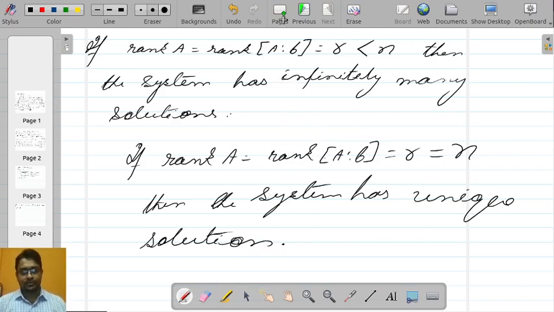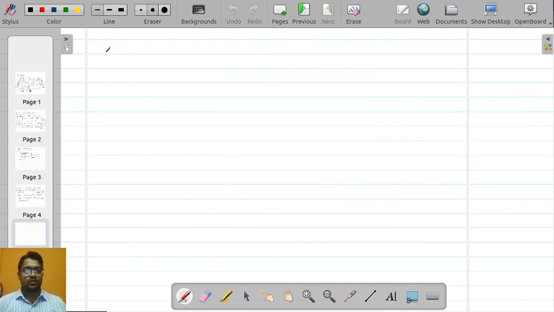So for the case when m is equal to n, there is a chance that the system will have only a unique solution. Okay, or it may have infinite solutions. So only for the case m equal to n, there is a possibility that the solution will be unique, and for m less than n, the unique solution is never possible. Okay, so for m strictly less than n, the system can never have unique solutions.